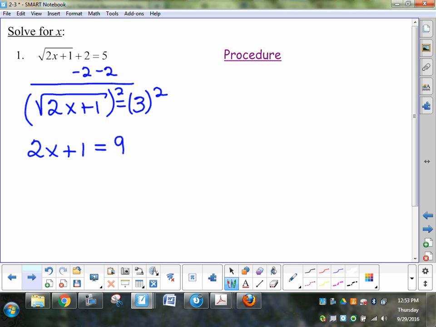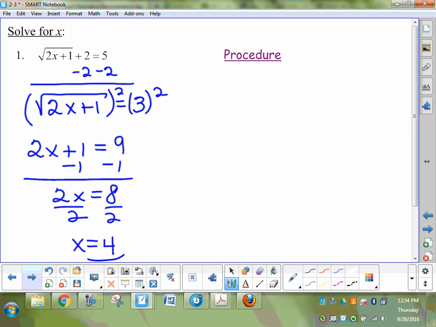Let's now go through and keep solving this out. Then what would you do from here? So we have 2x is going to be equal to 8. From here, Anna, what would you do? So you get x is equal to 4.